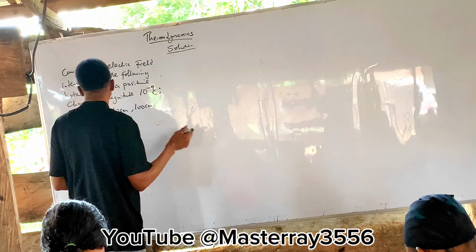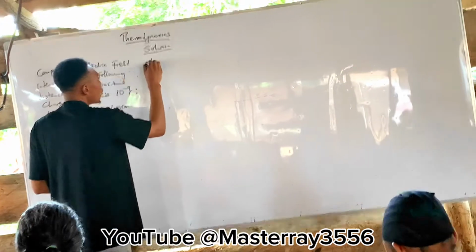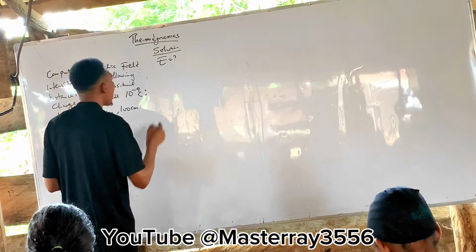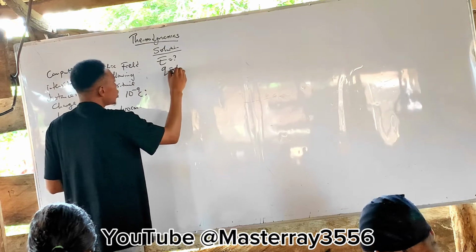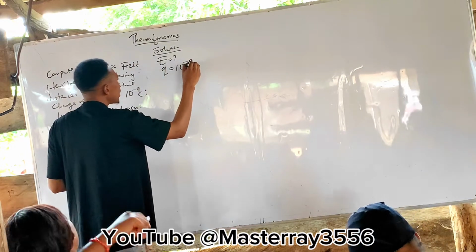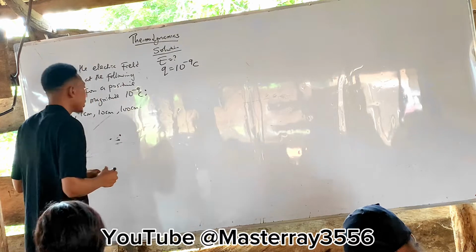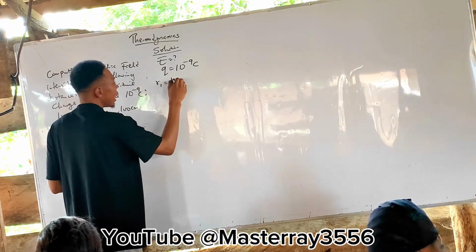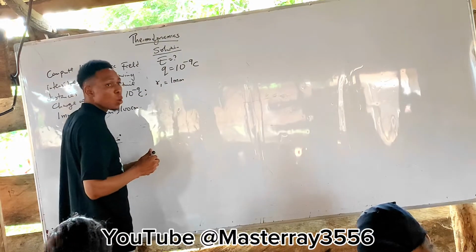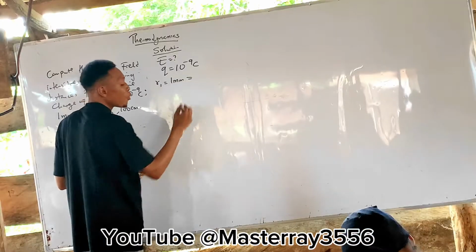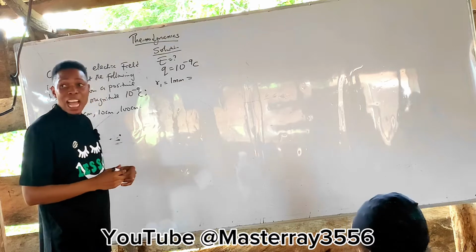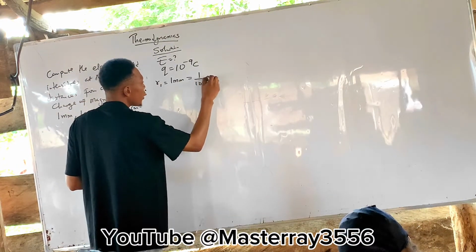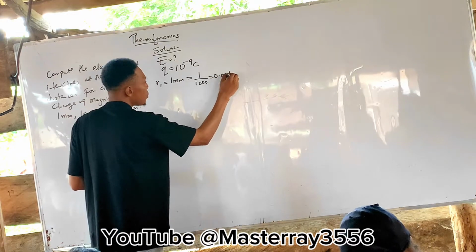From here, what are we looking for? We are looking for E. Now this time we are giving our charge Q to be 10 raised to power minus 9 coulomb. We are giving our R1 to be 1 millimeter. So what do you do? Convert to meter. How do you convert from millimeter to meter? Divide by 1000. So this is 1 over 1000, which gives us 0.001 meter.